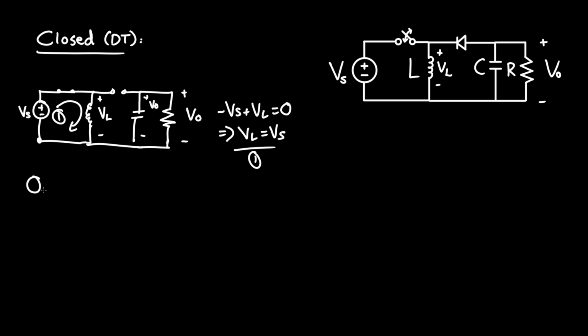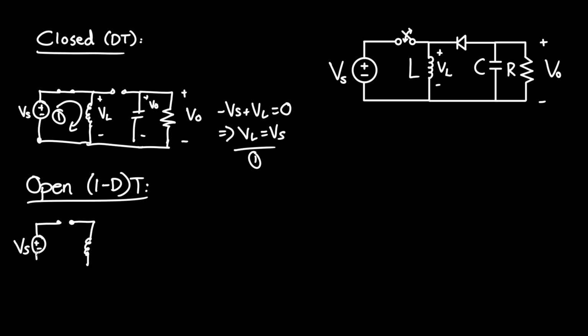Now for the period where it's open, we can call that 1 minus D, which is the remainder of the duty cycle, times T, the period. We have the opposite, where now the switch is open. If the switch is open, then now, conversely, the diode is shorted, because now the capacitor is the only voltage source for the inductor.